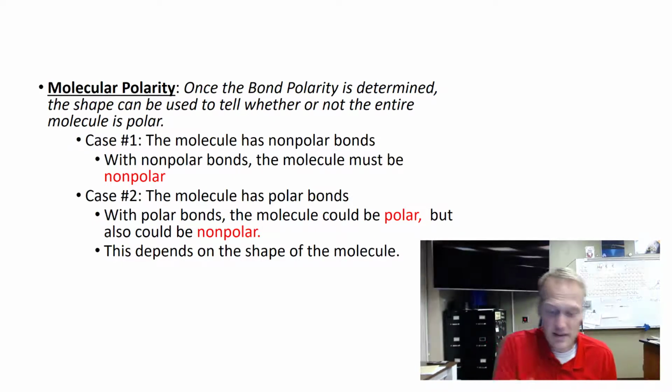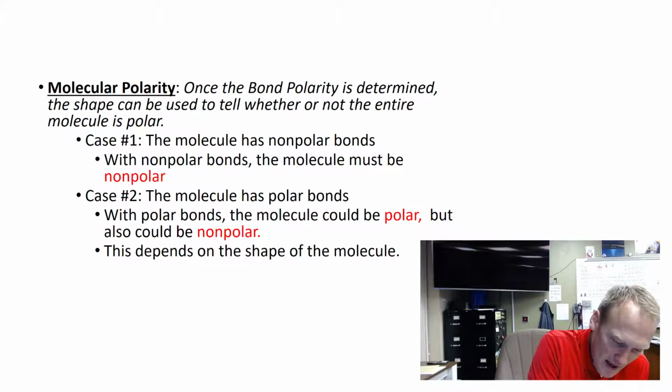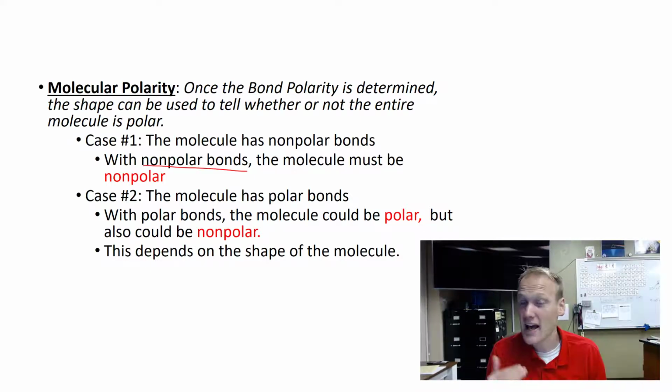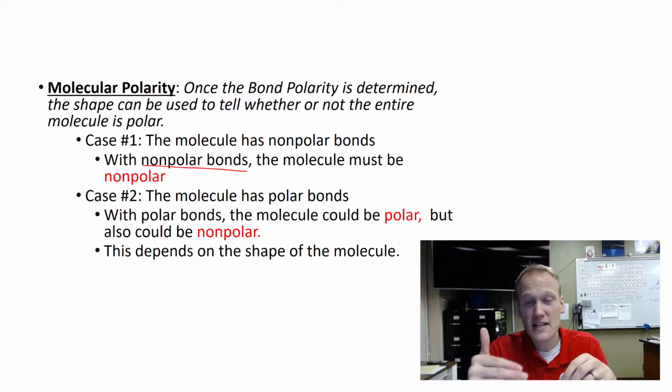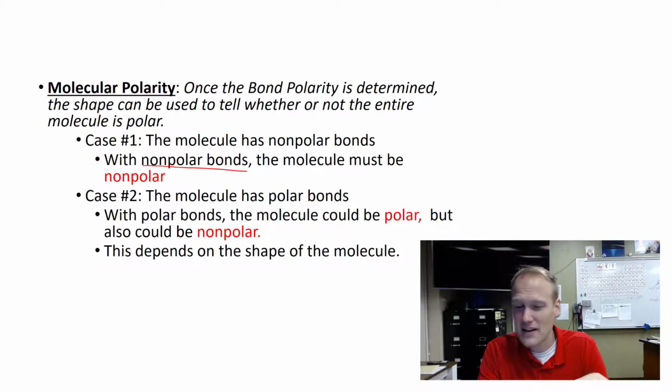All right, case one. Case one is if you have nonpolar bonds, it has to be a nonpolar molecule, meaning that if the bond isn't polar, there's no way for this molecule to be polar. So if you have nonpolar bonds, it will always be a nonpolar molecule. The next case would be if you have bonds that are polar. In this case, the molecule could be polar and it could not be polar, but it'll depend on the shape whether you have polarity or not.